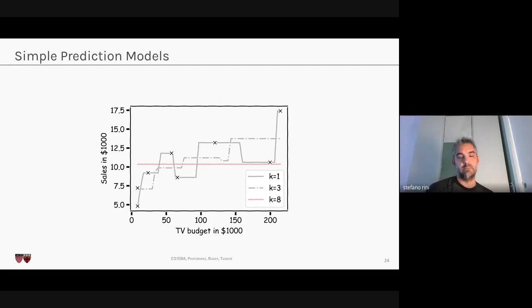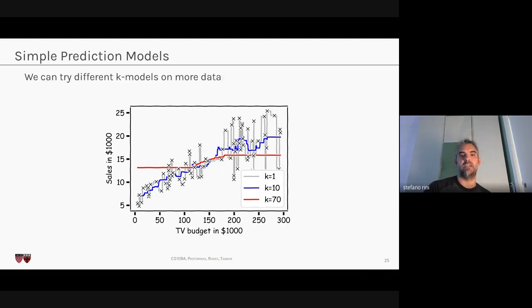So a smaller k gives you the fastest response to a change, but also the most rapid one. And as k increases, the prediction becomes smoother and smoother until k is equal to the dataset size, in which case you have a constant, which is the average of the dataset. Okay. So of course, things are not interesting when you only have 8 points. Let's say that we take the whole dataset.